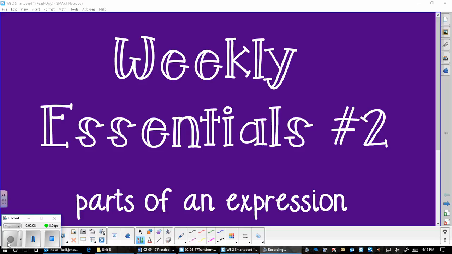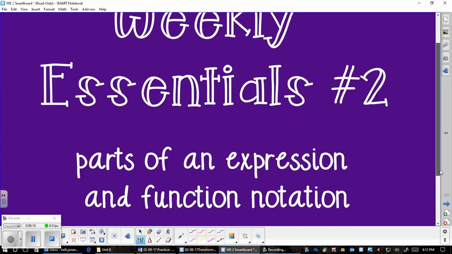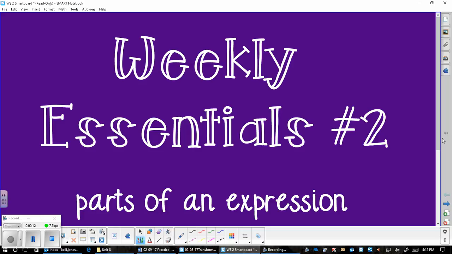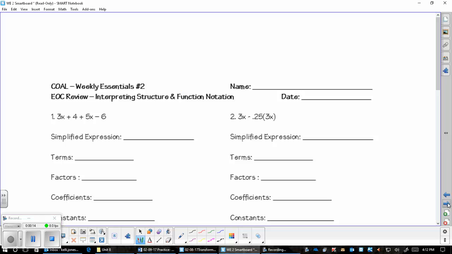Today we are looking at parts of an expression and function notation. Alright, so on number 1, we need to simplify the expression and then we are going to list out the parts of that expression. So I have 3x plus 4 plus 5x minus 6.